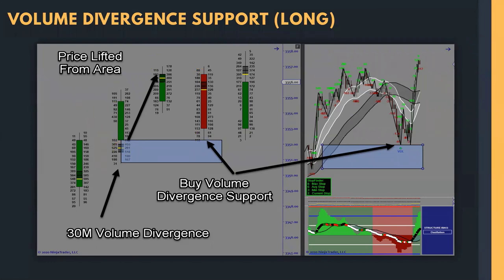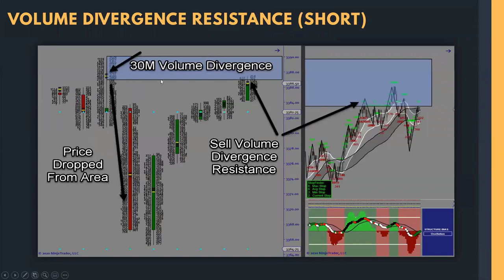And I'll show you another example of a short. This is a 30-minute volume divergence, stuck at the highs. 1, 2, 3, 4, 5, 6 candles times 30. That's 180 minutes. Yes, 3 times 6, 180 minutes. Price got there. Short.